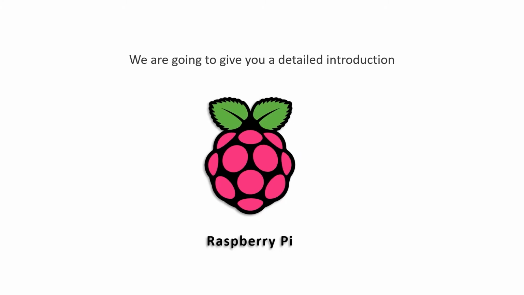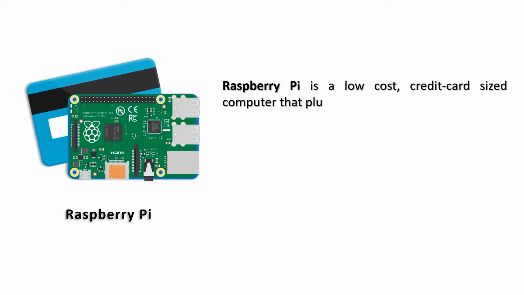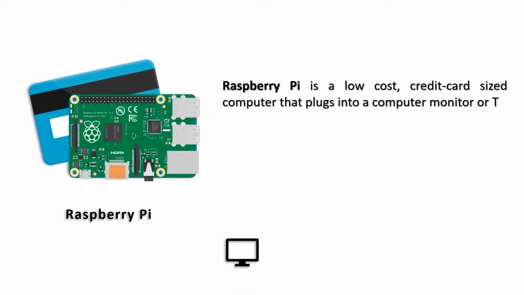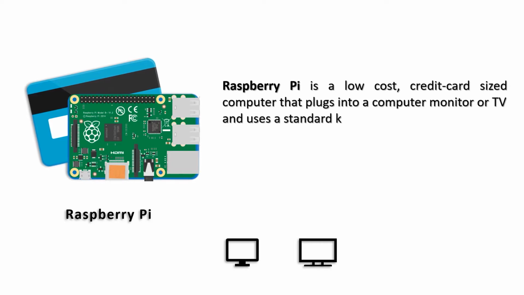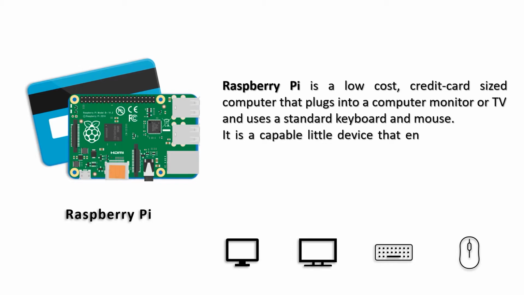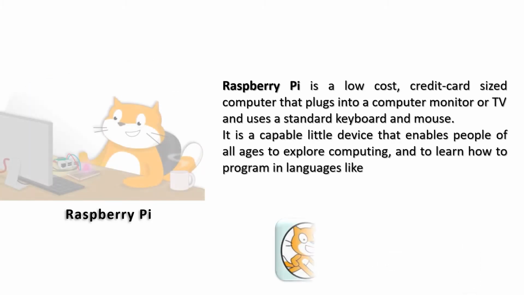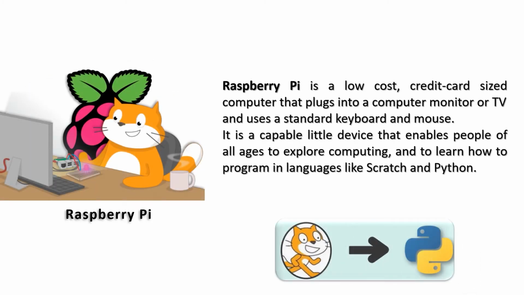Today we are going to give you a detailed introduction of Raspberry Pi. Raspberry Pi is a low-cost credit card-sized computer that plugs into a computer monitor or TV and uses a standard keyboard and mouse. It is a capable little device that enables people of all ages to explore computing and to learn how to program in languages like Scratch and Python. It is a microprocessor board.